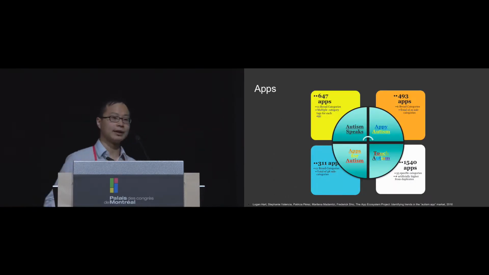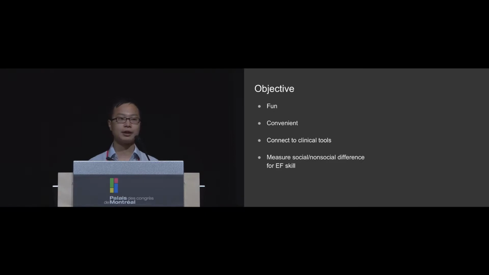So we decided to design an app. And you might think, okay, apps, that sounds like a cliche from 10 years ago. That's true. A study 2 years ago found there are already thousands of apps designed specifically for autism. But unfortunately, many of them are not usable at all because they are created by people who do not understand autism. So our goal is to create a fun and convenient game for children with autism. We want to connect to clinical tools and measure both the social and non-social parts of the EF skills.